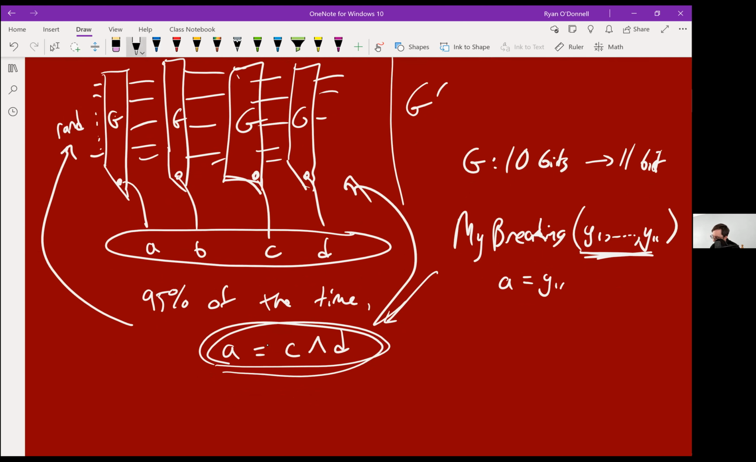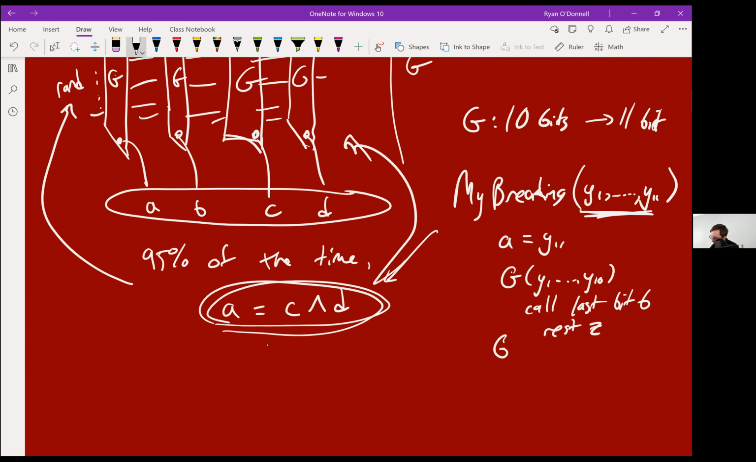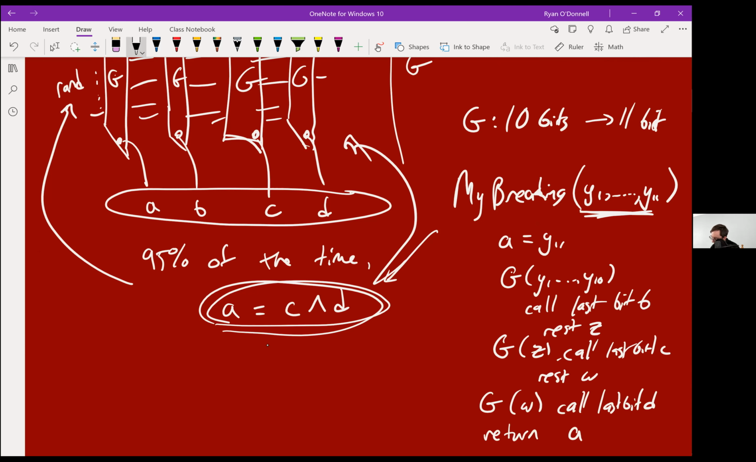I'll do G of y1 through y10, call the last bit B and the rest Z. And then I'll do G of Z and call the last bit C and the rest W. And then I'll do G of W and call the last bit D. And then I'll return whether or not A equals C and D or something. Right, exactly.